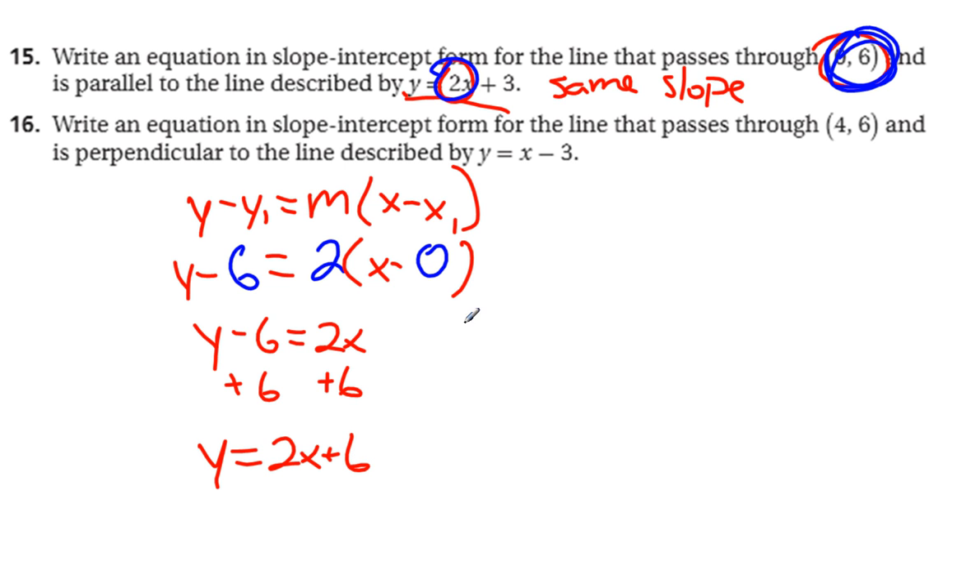And then you can compare that to what we started with and be like, oh, look, they both have 2x. And why do they both have 2x? Because, duh, they're parallel, which means they have the same slope. That was the point. Okay, all that's going to change is our y-intercept.